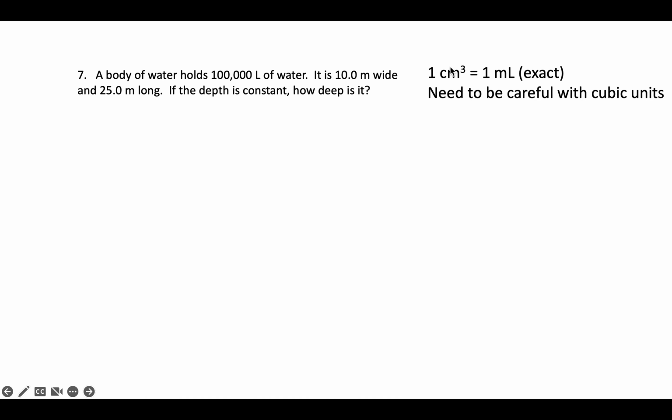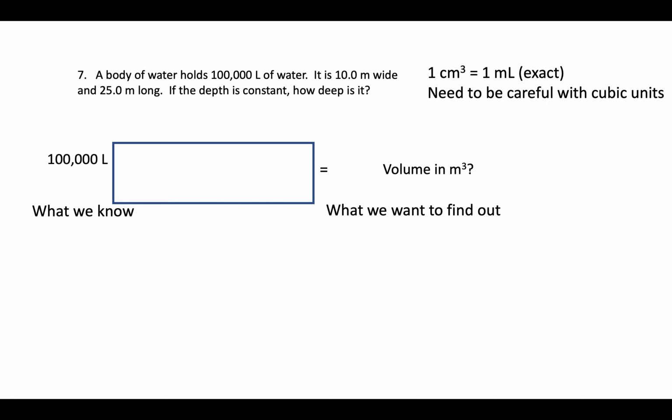A body of water holds 100,000 liters of water. We've got 2 of the dimensions, the width and the length. How deep is it? As I look at this, my conversion between units of volume like liters and units of length is this definition. 1 cubic centimeter is exactly 1 milliliter. And I'm thinking I need to be careful with cubic units.